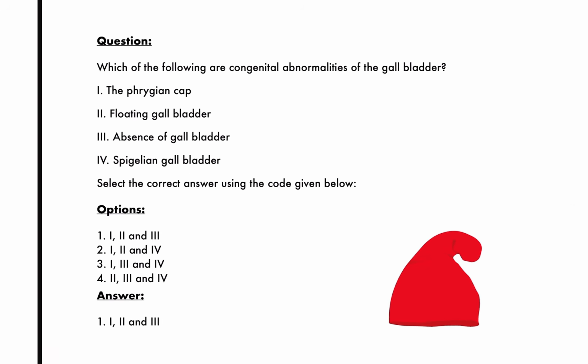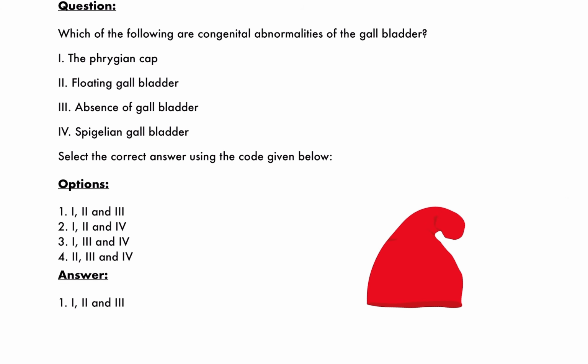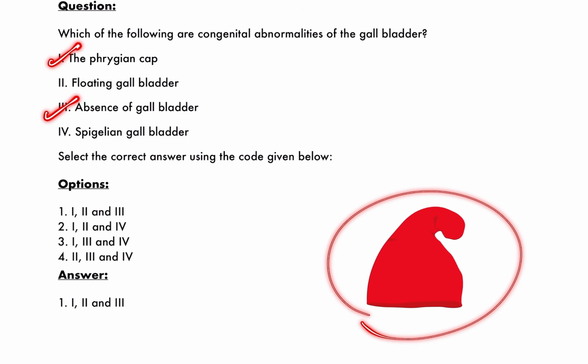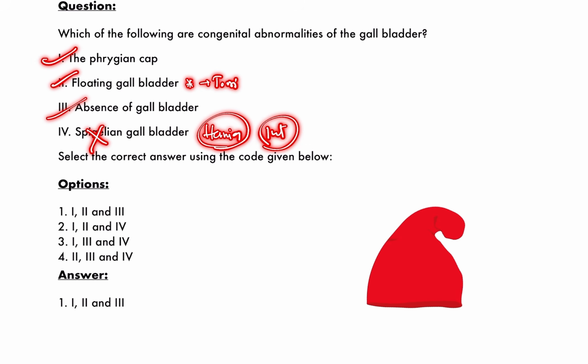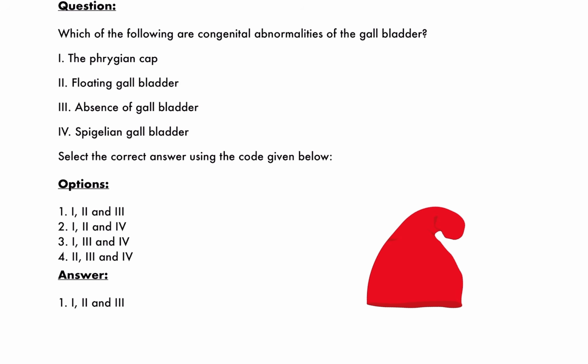Now, which of the following are congenital abnormalities of the gallbladder? Phrygian cap, you know. This is how a Phrygian cap looks, a common question. So this is one. Absence of gallbladder is one. Floating gallbladder, because of a mesentery which leads to torsion of the gallbladder, is also one. Spigelian hernia is there. A Spigelian hernia contains intestinal contents. One of the contents can be the gallbladder, which is very rare. But this is not a congenital abnormality of the gallbladder.